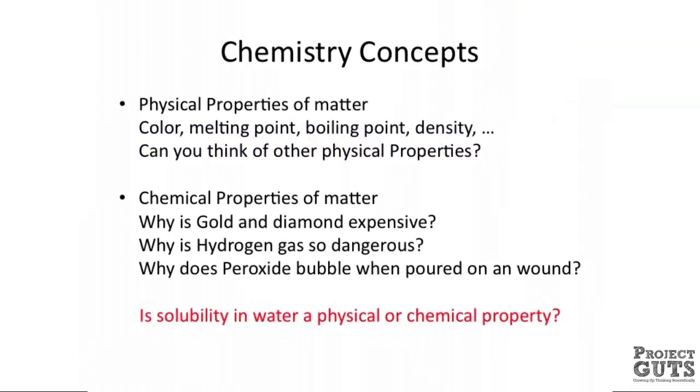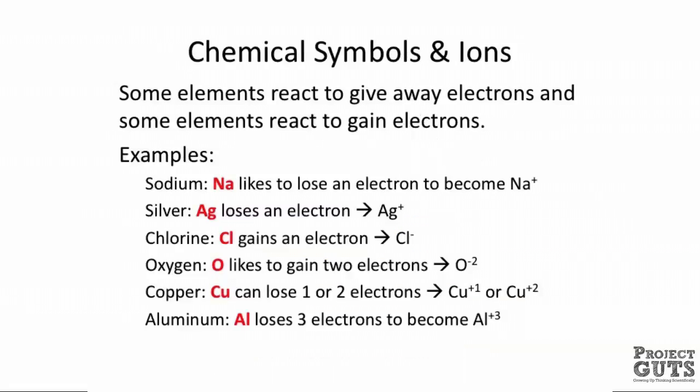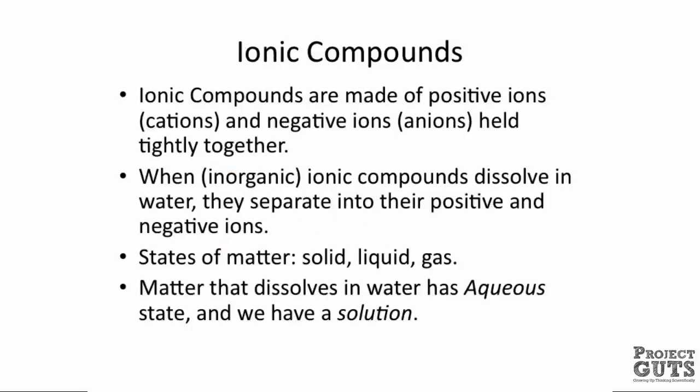You can begin with a discussion of the physical and chemical properties of matter and how it is demonstrated in the model. Another good discussion would be about how atoms become ions, some positive and some negative ions, and what the chemical symbols are. In this model, we cover ionic compounds, their solubility in water, and how they dissociate into positive and negative ions. In a chemical reaction, the states are important: solid, liquid, gas. But more importantly is the aqueous state, since water is the solvent needed for this reaction to take place.